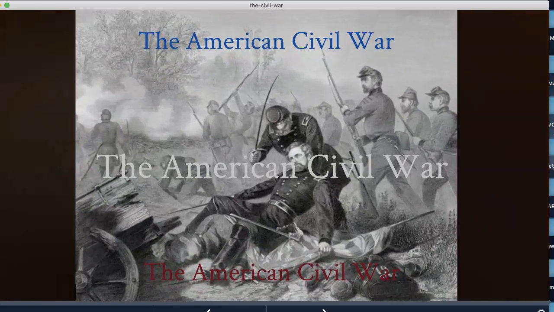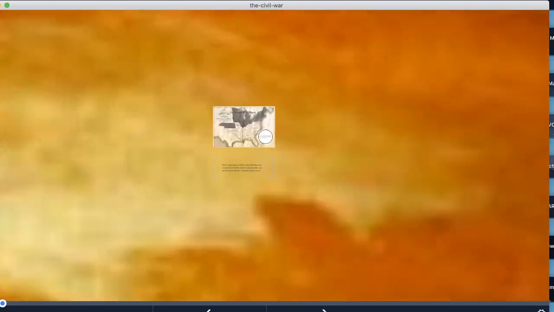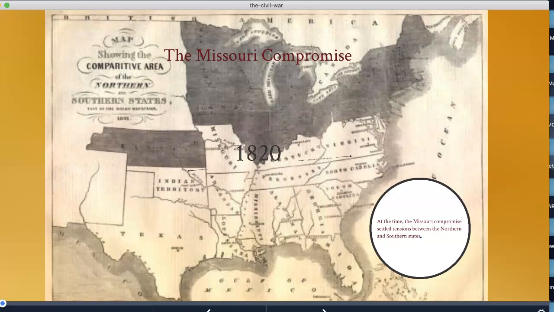So we start off with two sides. You have the Union and the Confederate Army. The Union is the North, Confederates are the South. They're going to be embarked on the Civil War. We've talked about this multiple times.